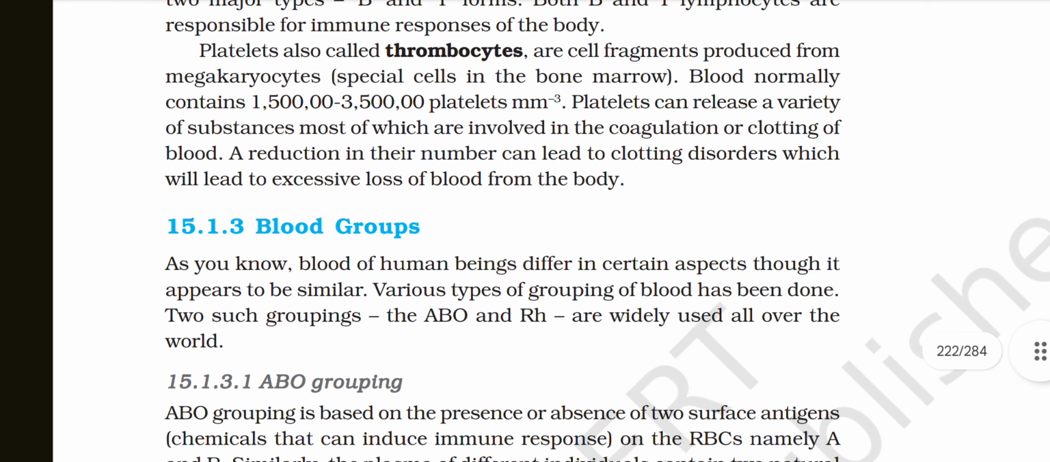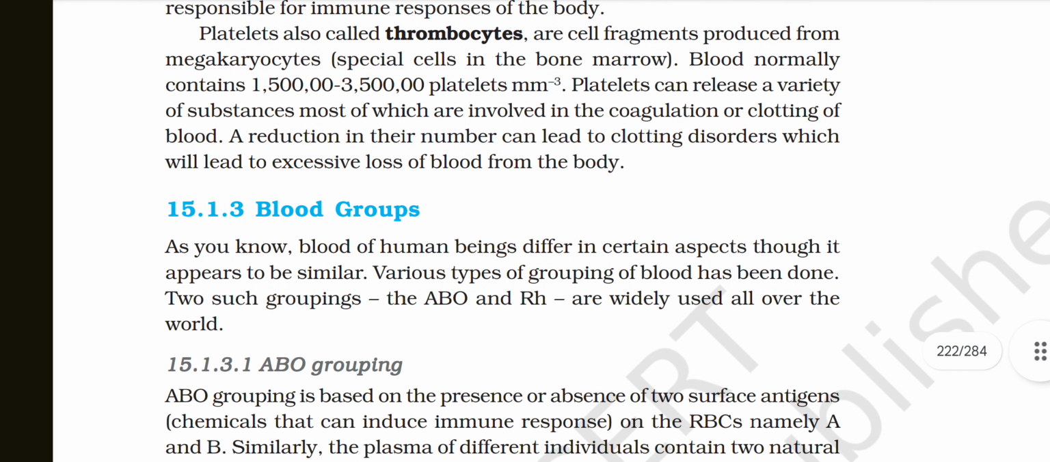Platelets are called the thrombocytes. They are cell fragments produced from the megakaryocytes, special cells in the bone marrow. Blood normally contains 1 lakh 50,000 to 3 lakh 50,000 platelets.